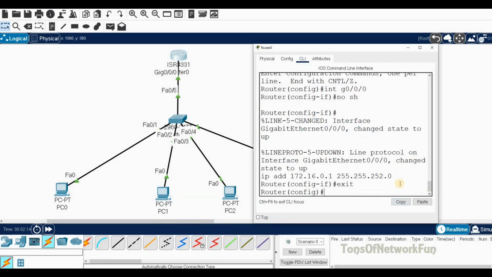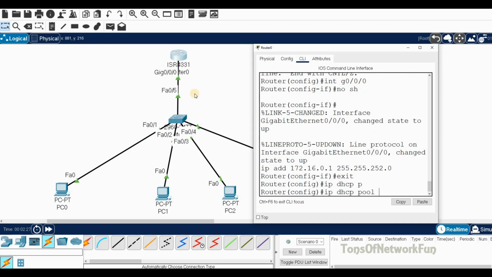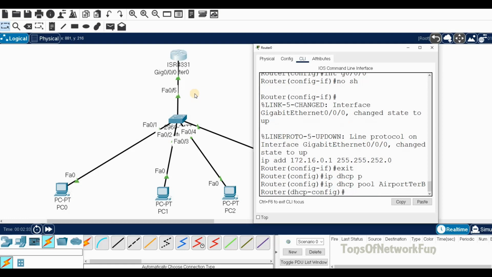Now what we'll do, we'll configure DHCP so that these devices get an IP address from the DHCP pool. So ip dhcp pool is the first command. We need to create a pool and provide a pool name. So let's say airport terminal B.